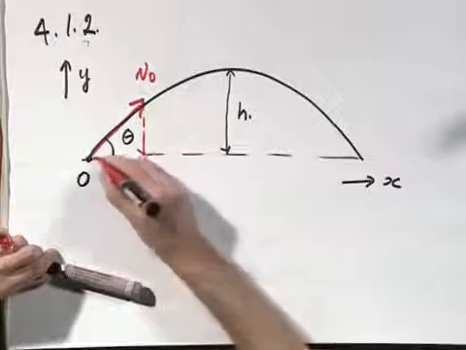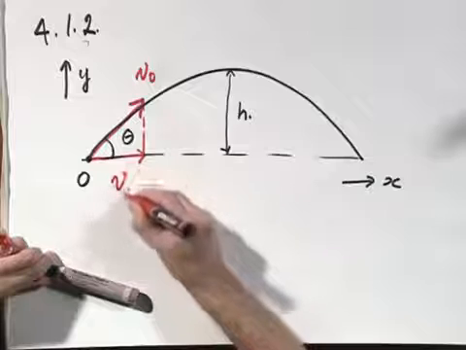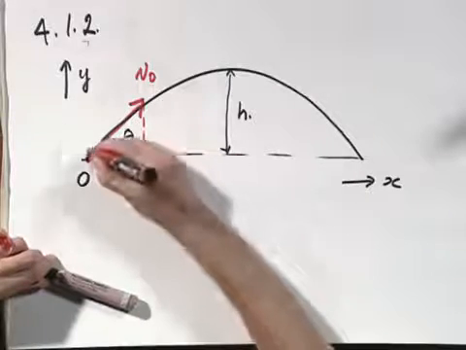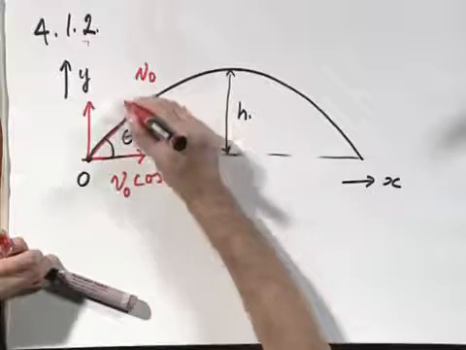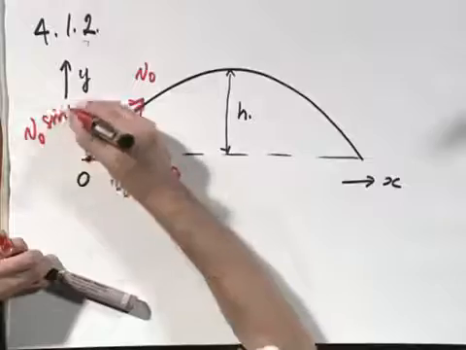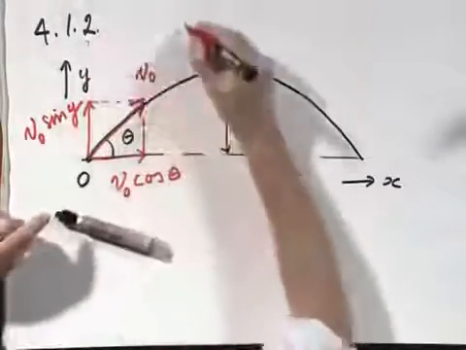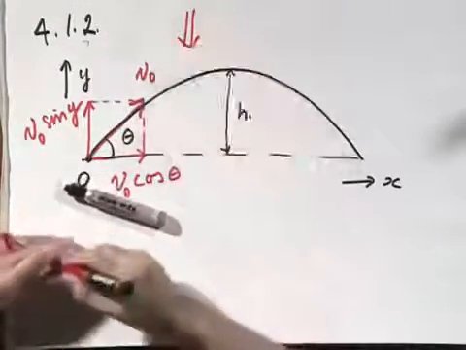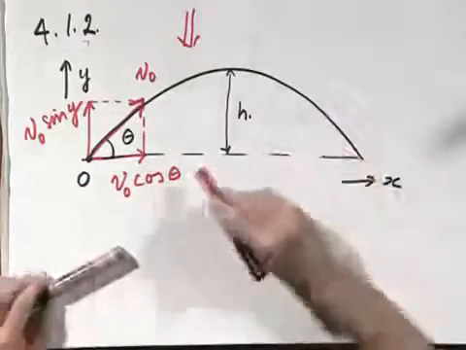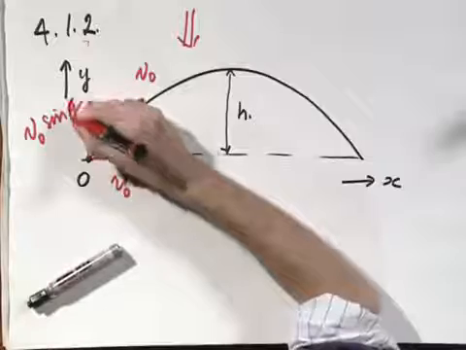So its velocity in the x direction, which never changes because there is no acceleration in the x direction, is v0 cosine theta. And its velocity in the y direction, which does change because there is an acceleration in the y direction, is v0 sine, sine y, my goodness, this must be sine theta.